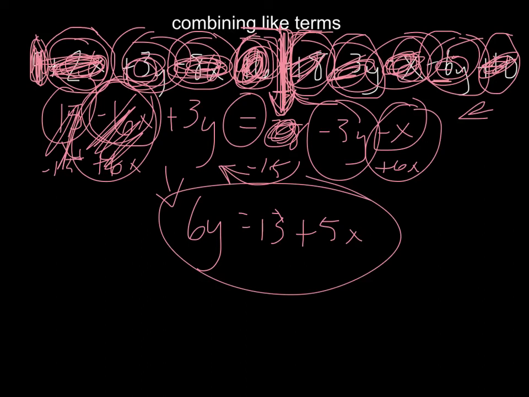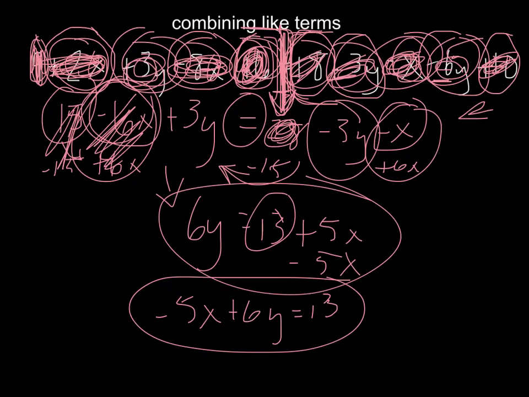If you're trying to make it look like a standard equation, you would get your x's together and your y's on the same side and then leave this on the other side, which all you'd have to do is subtract 5x. So just to follow through on that little guy. That's in standard form, okay? Now, that's how you combine like terms.